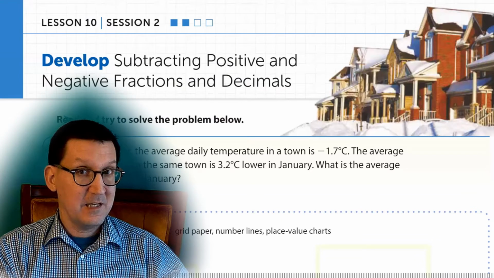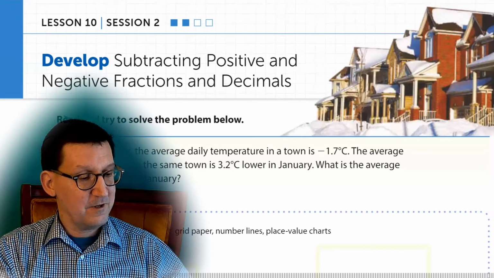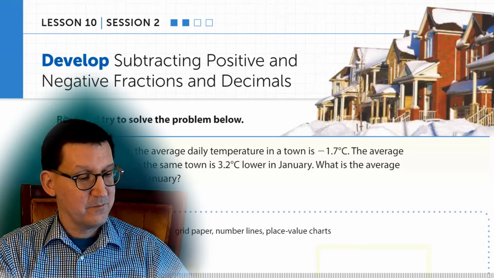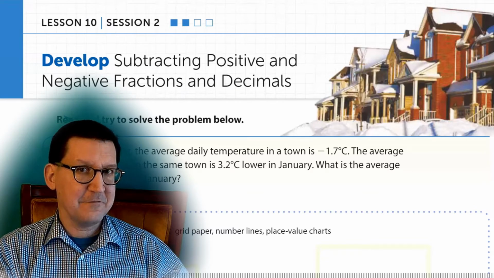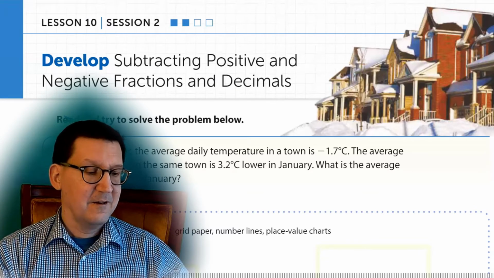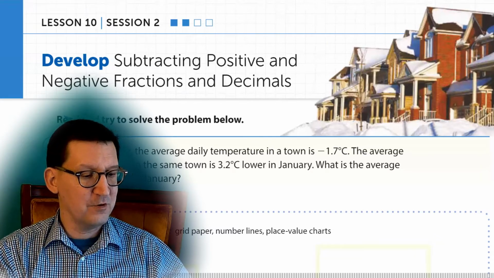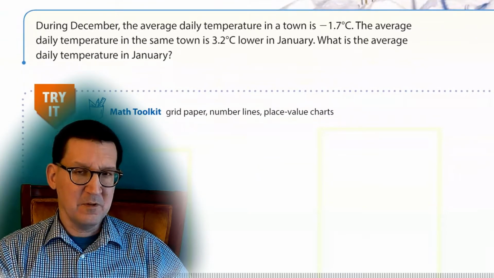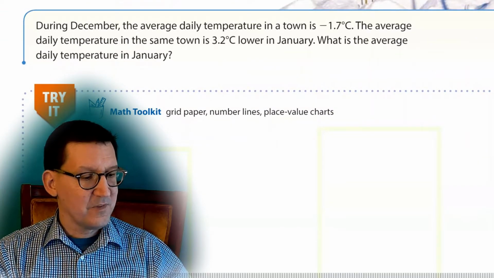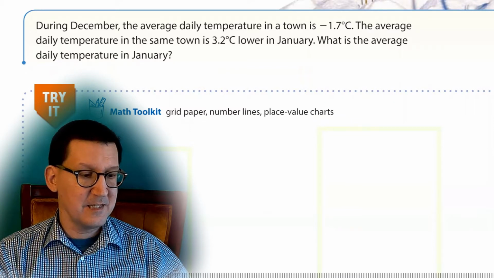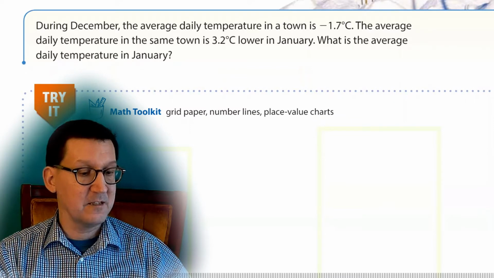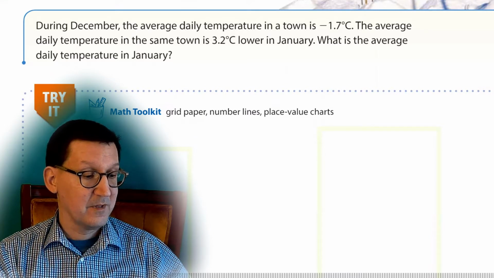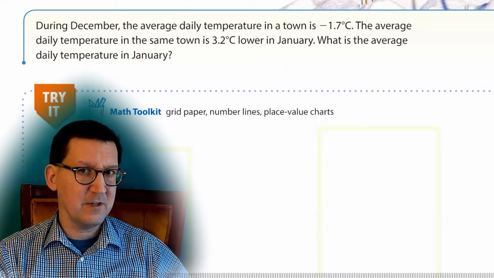Page 187 to 192. So we'll start off on lesson 10, session 2. So we're subtracting positive and negative fractions and decimals today. We're moving from the integer world into the rational world. During December, the sample problem asks, the average daily temperature in a town is negative 1.7 degrees centigrade. The average daily temperature in the same town is 3.2 centigrade lower in January. What is the average daily temperature in January?